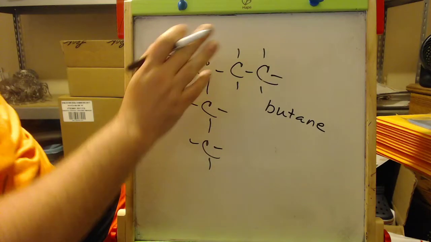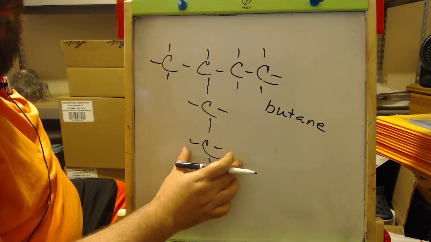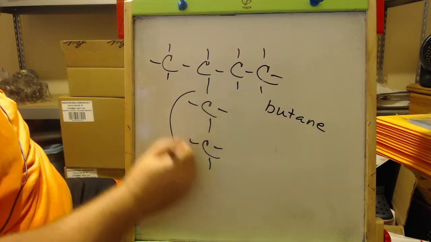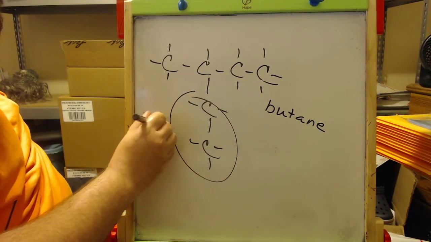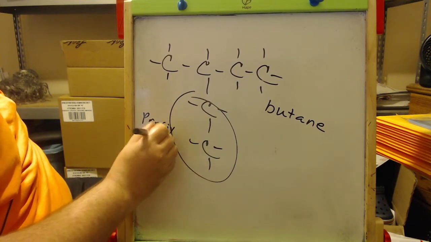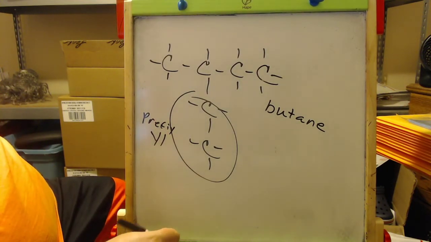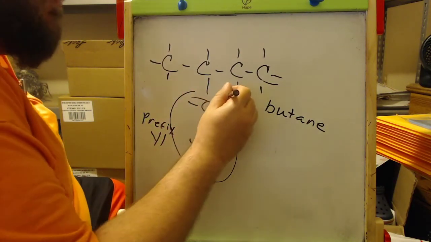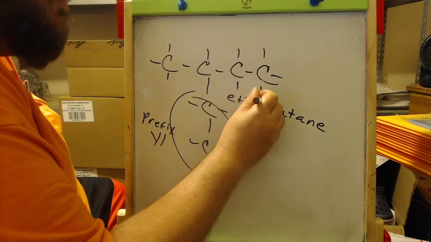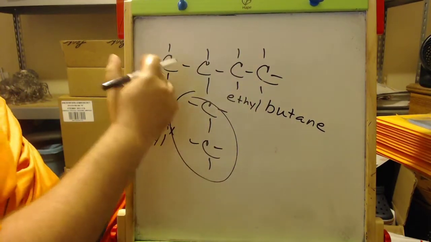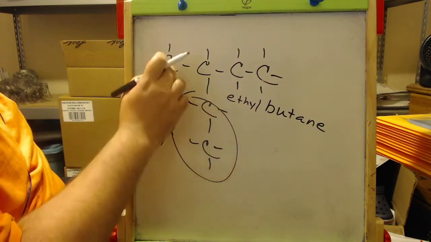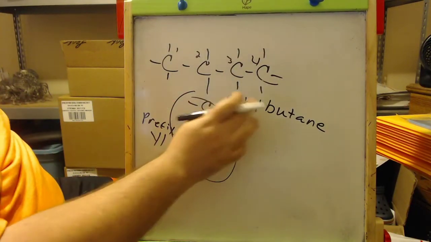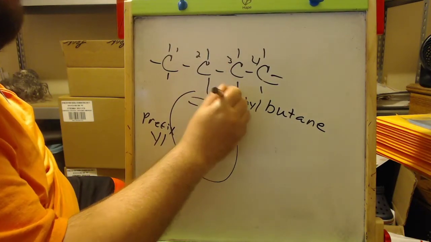This little side chain, we count how many are in the side chain. We use our prefix and add YL. So for side chains, use the prefix and add YL. So this is known as ethyl butane, right? And if we were doing this, we'd say it's ethyl butane, and we'd have to say where ethyl is. So we would number our carbons 1, 2, 3, 4. Ethyl butane, and it's off the second, so 2-ethylbutane.